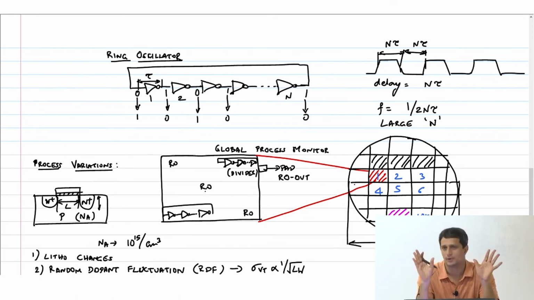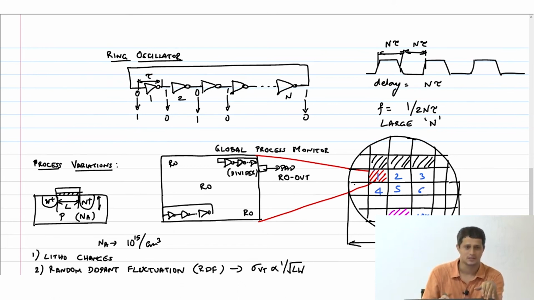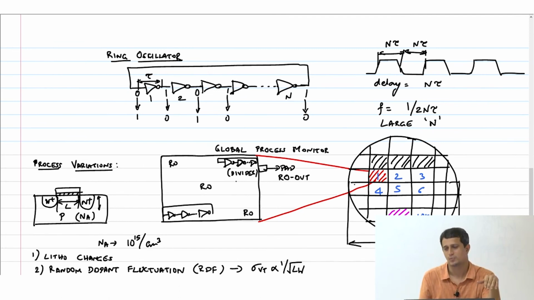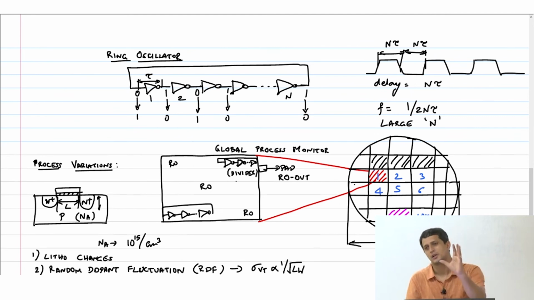These corrections can happen. So the ring oscillator is primarily used as a process monitor, both for within-die variations. This is called a within-die variation. Within the die, two different points can have different variations, right? It is also used as a global process monitor, in the sense that every transistor on that die will basically have the same variation, but it can change from die to die.